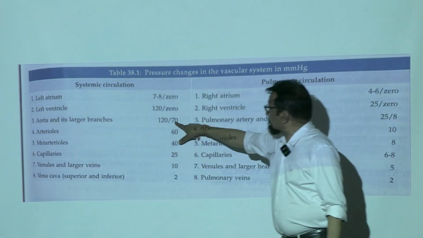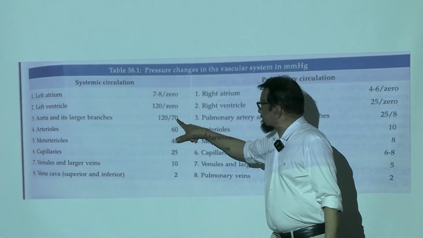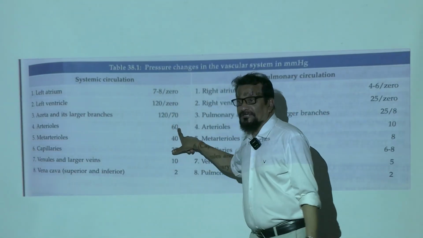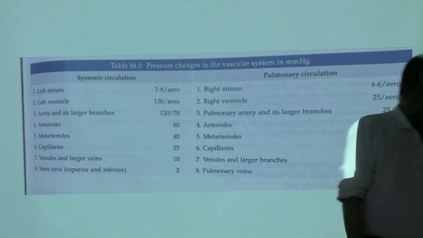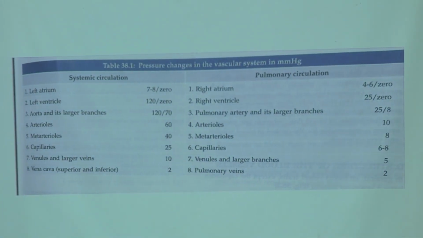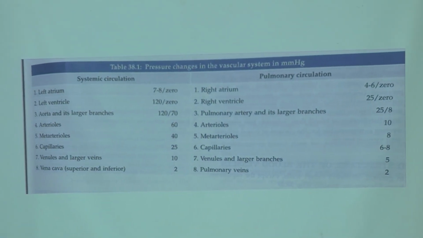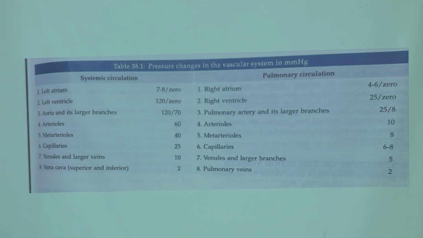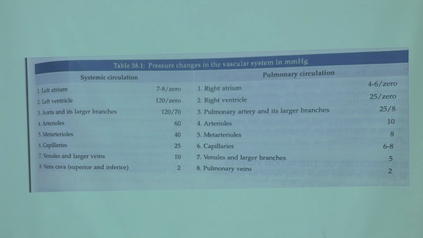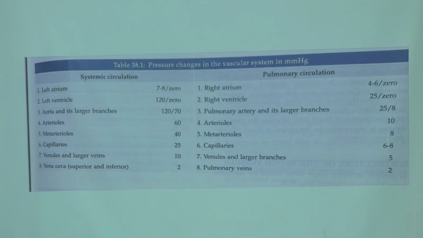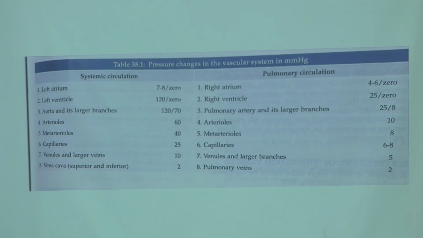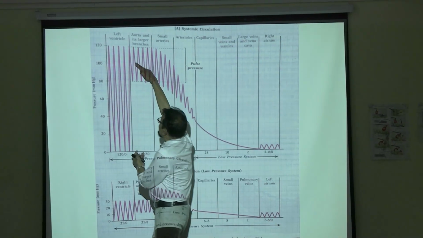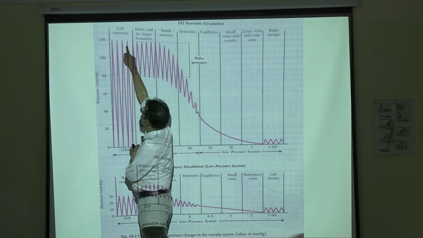In the aorta, it is 120 by 70. In the arterioles, it is reduced to 60. Where is the diastolic pressure? Why only 60? There is no diastolic pressure. Even after that, in the arterioles 40, no diastolic pressure. Capillaries 25, no diastolic pressure. Venule and after, 10, 2, no diastolic pressure. Why? The answer: in the left ventricle, see, during systole the pressure is 120.